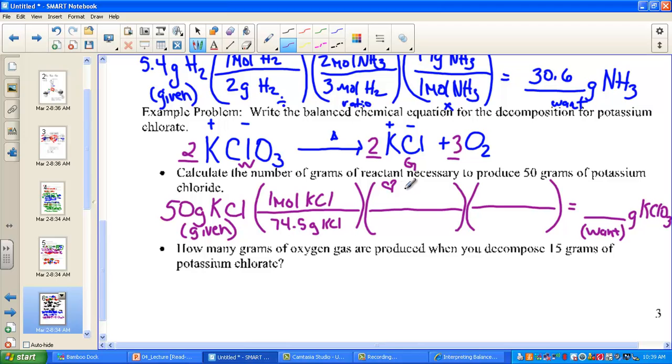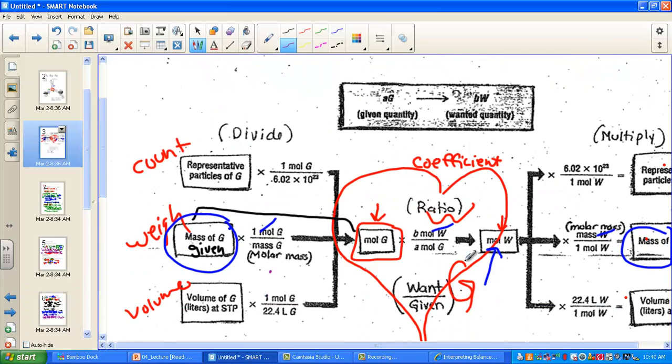Now we're in the heart of our problem. What do we want to know from the given quantity? We want to calculate the grams of this reactant. Its coefficient is a 2. 2 moles of potassium chlorate are required. How about that given quantity? Its coefficient is also a 2. 2 moles of potassium chloride. The stoichiometric ratio of 2 over 2. We want over given. One more step. On our roadmap so far, we're standing here at moles of want. Here we are. One more step to get to mass.